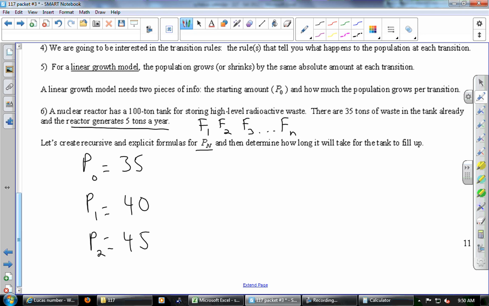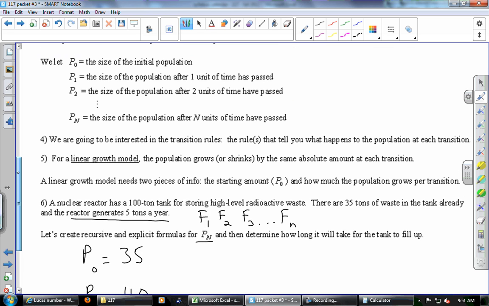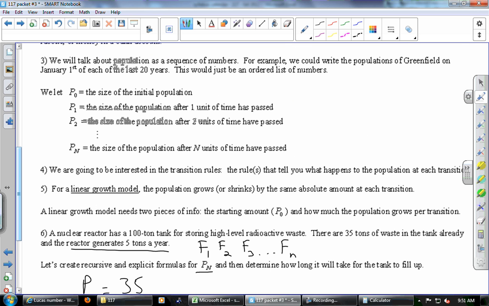We don't have F0 in the Fibonacci list. We called the first number in the Fibonacci list F1, and the second number F2, and the third number F3, and that seems perfectly reasonable. But for population growth, generally we don't call the very first number in the list 1, we call it 0 to indicate time 0. We're starting the clock, it's all zeros at the beginning, and then you hit the stopwatch and time starts to pass. So it's a little different. Up here it basically says P0 is the initial population and P1 is after 1 unit of time. So it says exactly what we've written there.